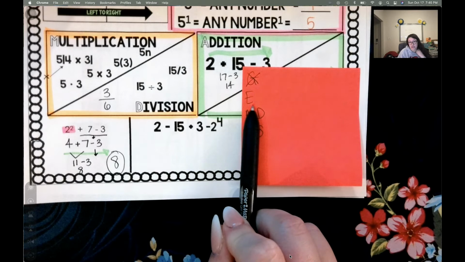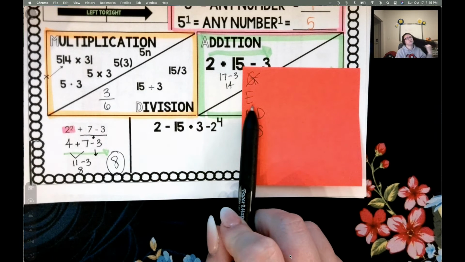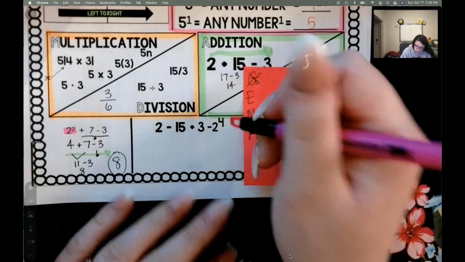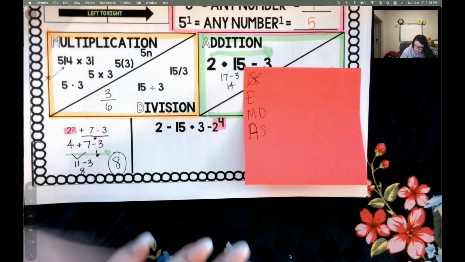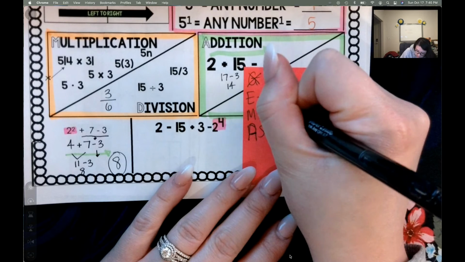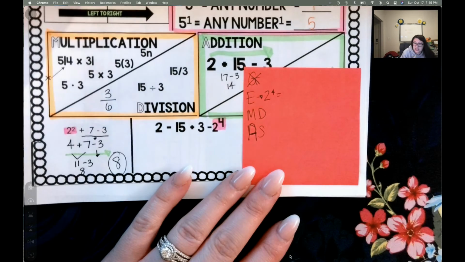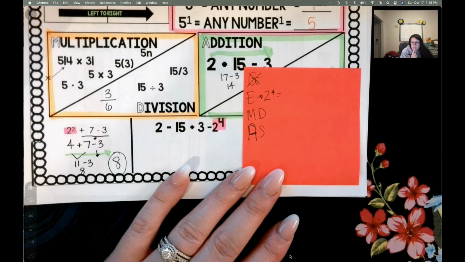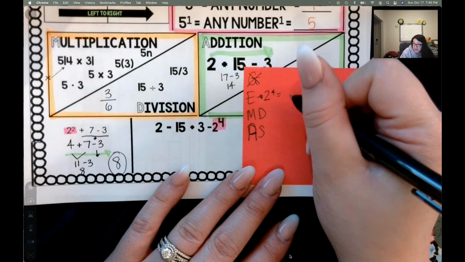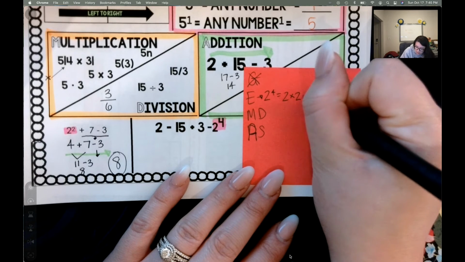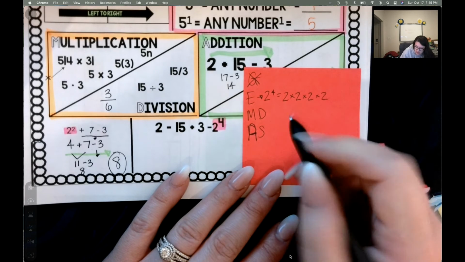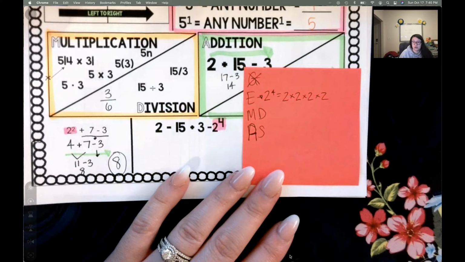Any exponents here? Yes, what exponents do we see? We have 2 to the 4th power. What is that in expanded form? Not 2 times 4. We multiply 2 four times. So we have 2 times 2 times 2 times 2.